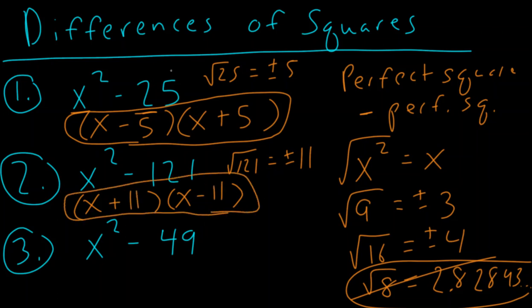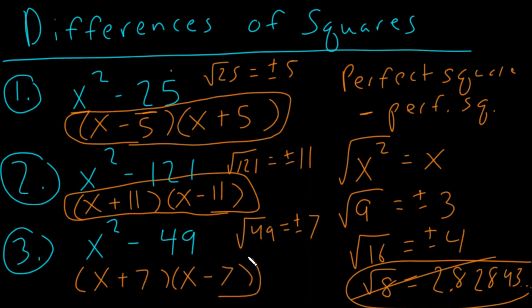Easy, easy, easy. What is the difference of squares of x squared minus 49? Well, I write x and x. And if I take the square root of 49, it is equal to plus or minus 7. So x plus 7 and x minus 7. And there you go. Difference of squares is probably one of the easiest concepts of factoring in all of Algebra 2.